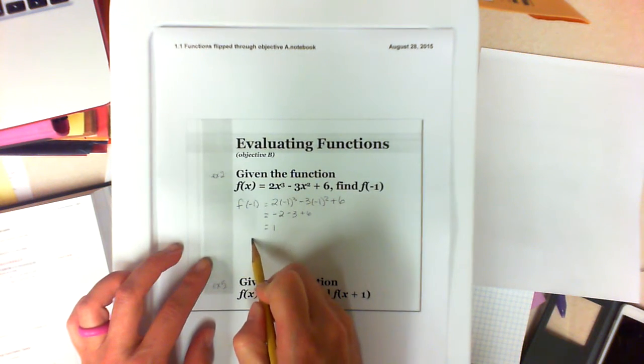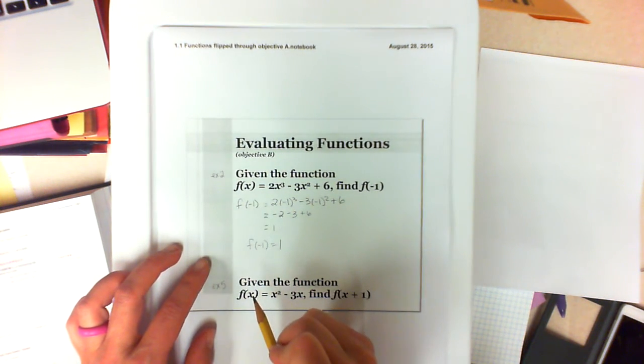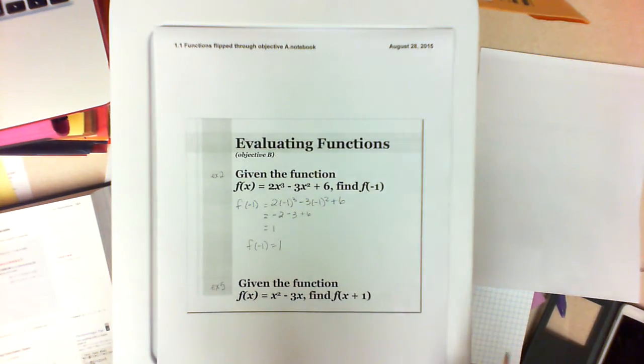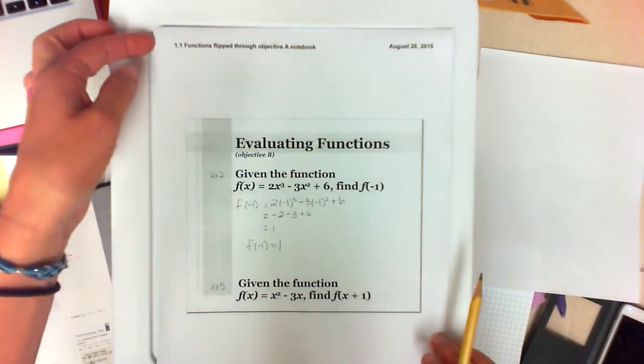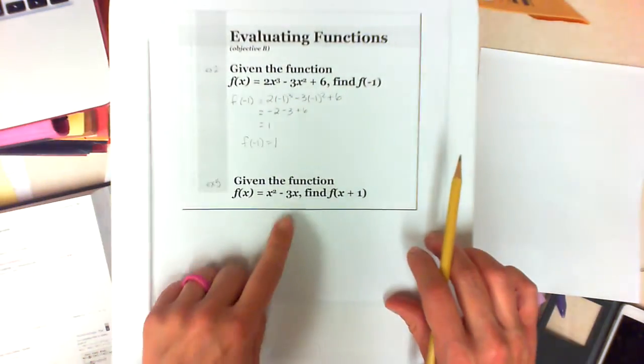So f of -1 equals 1. So take a minute, pause the video, and you try f of x. Oh, I'm sorry, don't try anything. I'm going to show you this one before I ask you to try. So f of x equals x squared minus 3x.